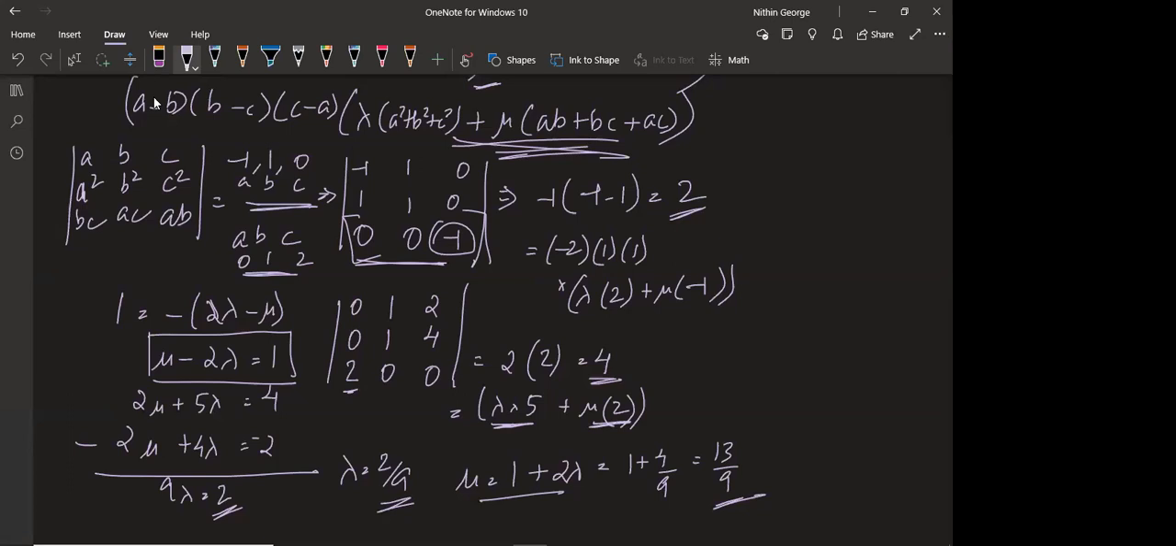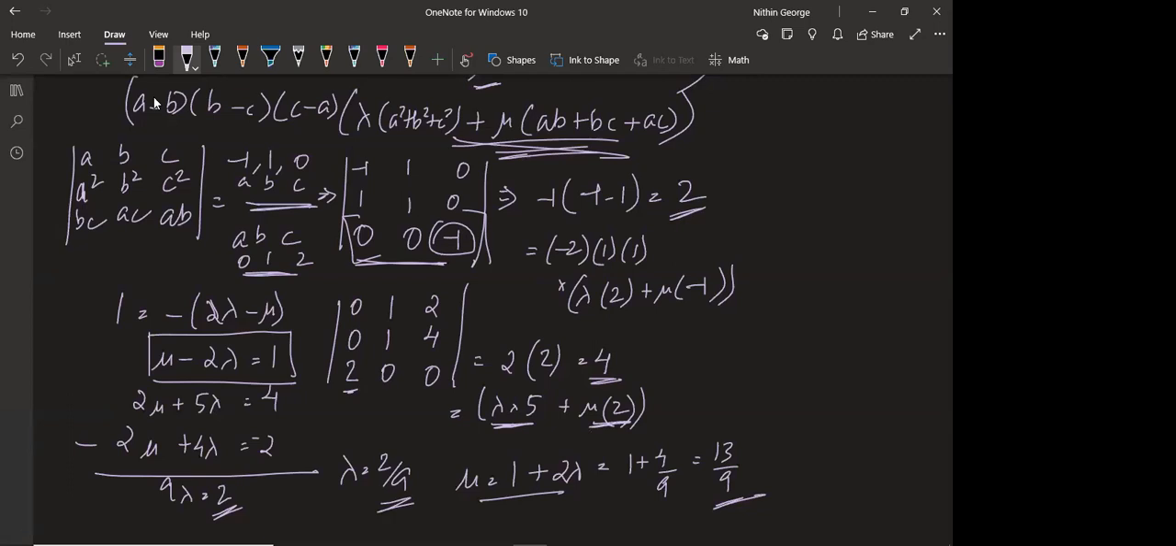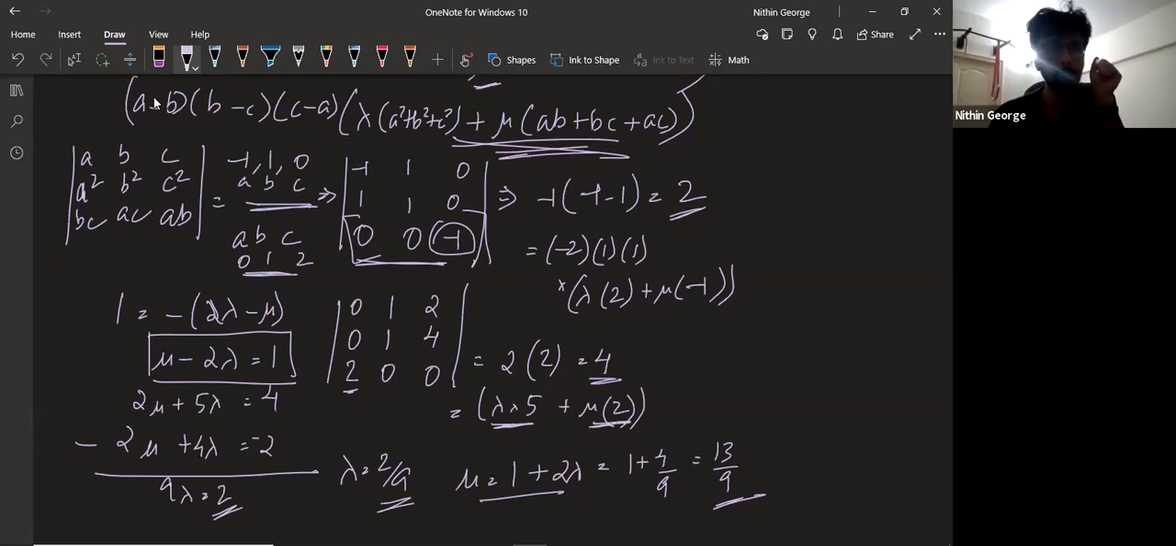Sir, what about the A minus B into B minus C into C minus A? We didn't use that here. Oh yeah, we didn't use that, did we? I'm so sorry. You're right. A minus B, B minus C, C minus A should be used here. A minus B becomes 0 minus 1. B minus C becomes again minus 1. And C minus A becomes 2. So then this becomes 2 here. It doesn't become 4, it becomes 2 here. Right?